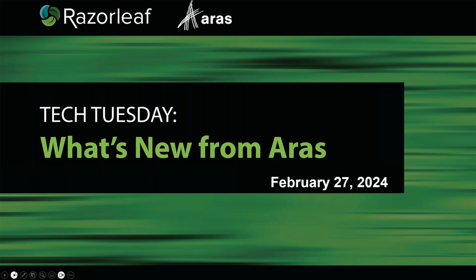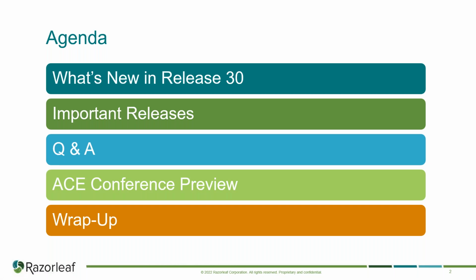So as usual, we'll get started with our agenda. First things first, we're going to get started with really what's new in Release 30 and the key things that we want to focus on today to kind of show and tell. After that, we're going to go through a new addition to Tech Tuesday as important releases. So not only information about the Aras releases, but also other releases from the partner community. Alongside that, we'll do our normal Q&A. We'll do a little bit of a preview for the upcoming ACE conference next week. And then following that, we'll do our usual wrap up.